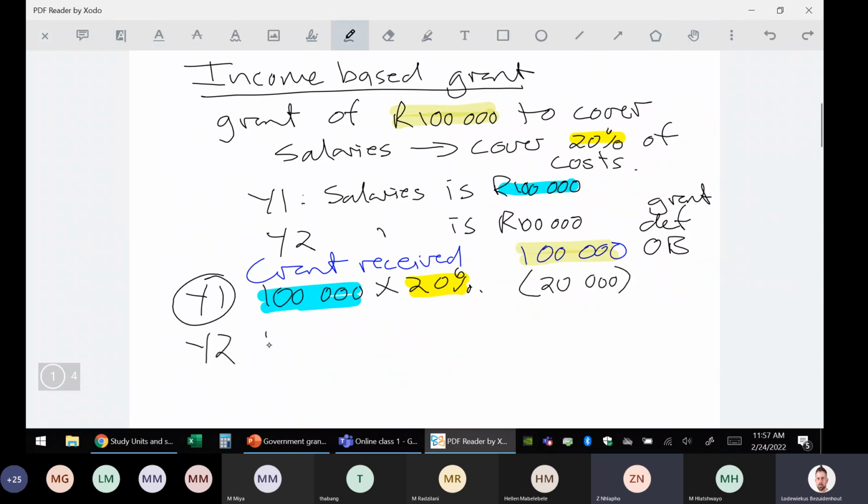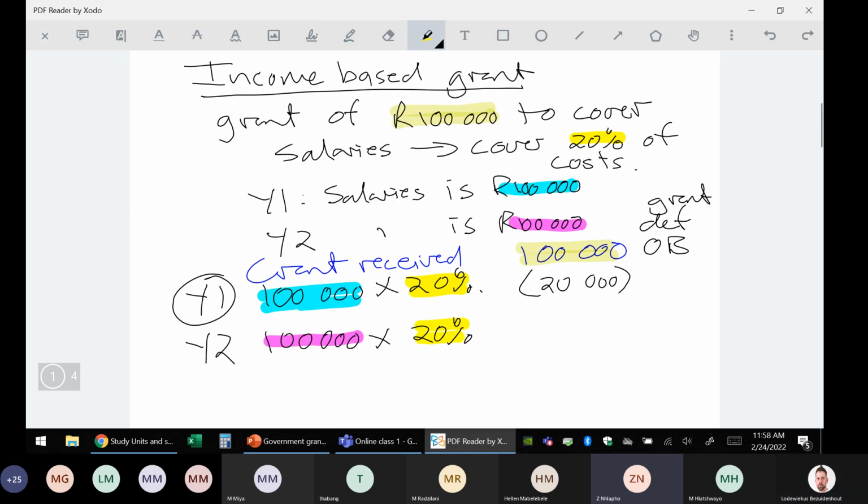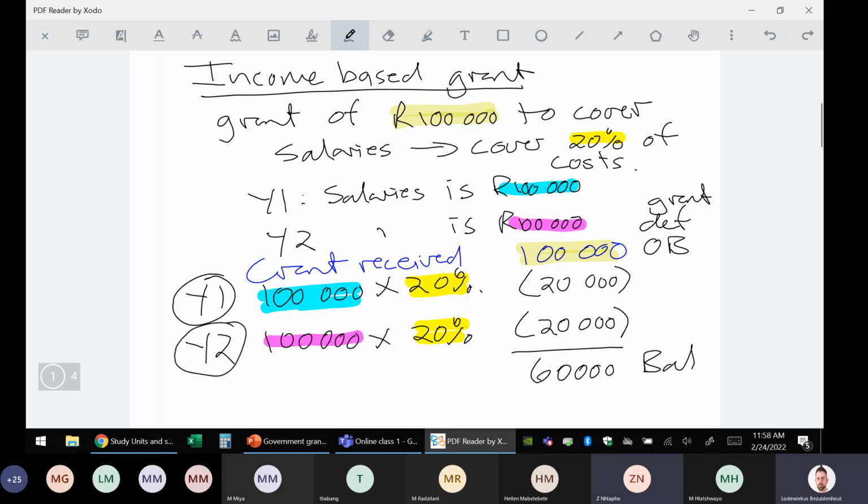In year two, it will again be 100,000 expense times 20%, and we will recognize another 20,000. All right, so what is the balance after the first 2 years? It's 100 less 20 less 20, and that will give us a balance at the beginning of the third year. And now the question will say, at the beginning of the third year, one of the conditions of the grant is not met anymore, and we have to repay the grant.